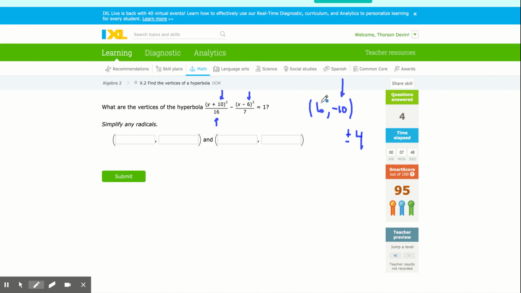I'm not going to change this x value, which is 6. So I come over here. My x values are 6 for both vertices, but my y values are -10 minus 4, which is -14. For some reason, I do the lower one first. And then the higher vertex is -10 plus 4, which would be -6.